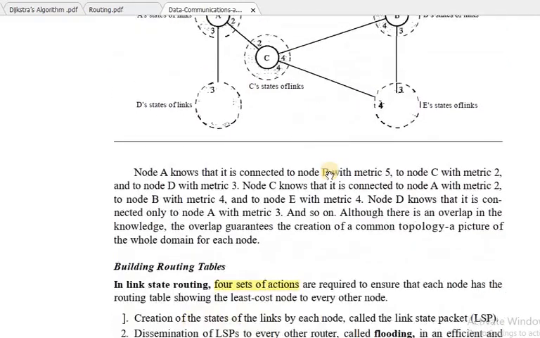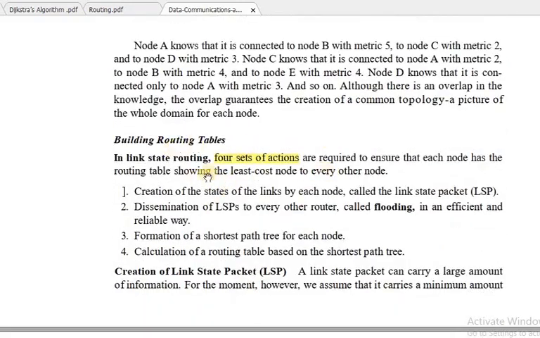As we move forward building routing tables in link state routing, four sets of actions are required to ensure that each node has the routing table showing the least cost node to every other node. Here we concentrate on least cost. By least cost we also mean the shortest path, because the shortest path is going to have the least cost associated with it. So these are the four steps that have to be ensured.